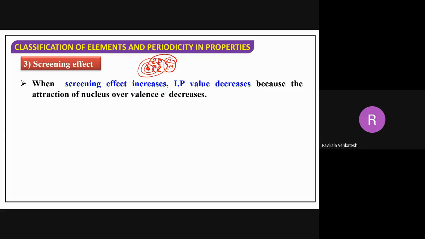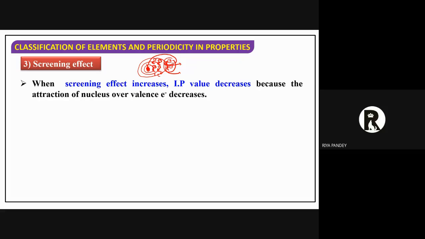Now observe, because of the screening effect, because of the formation of electrons like a screen, the nucleus is unable to attract the outermost electrons. Now we can remove these electrons very easily because they are not strongly attracted by the nucleus. Now tell me, is the screening effect inversely proportional or directly proportional to ionization potential?